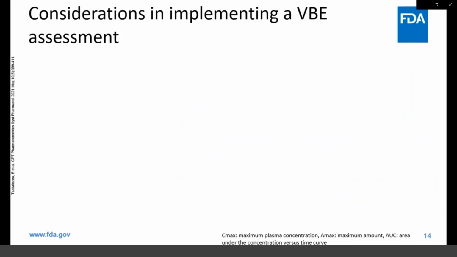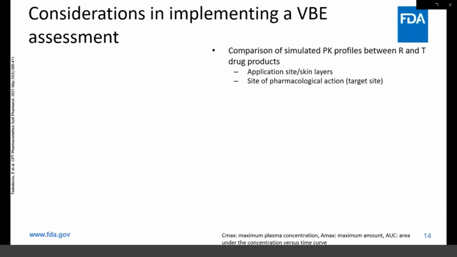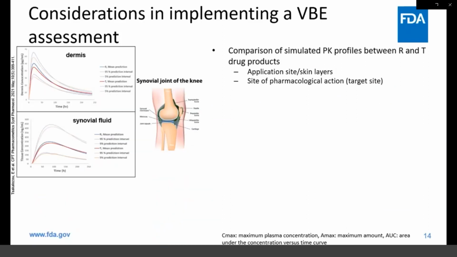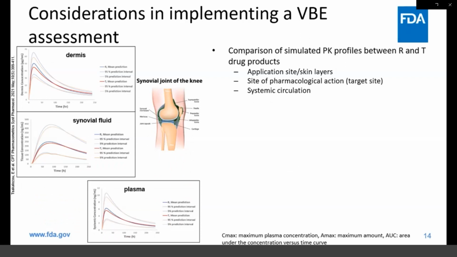Now let's go over some key considerations in implementing a virtual bioequivalence assessment. A virtual bioequivalence assessment is essentially a comparison of simulated PK profiles between the reference and the test drug product. This comparison can take place at the application site and the different skin layers, or at the site of pharmacological action, the target site. In the case of diclofenac, that will be the dermis and the synovial fluid. The comparison can also take place in the systemic circulation, such as the plasma in this case.